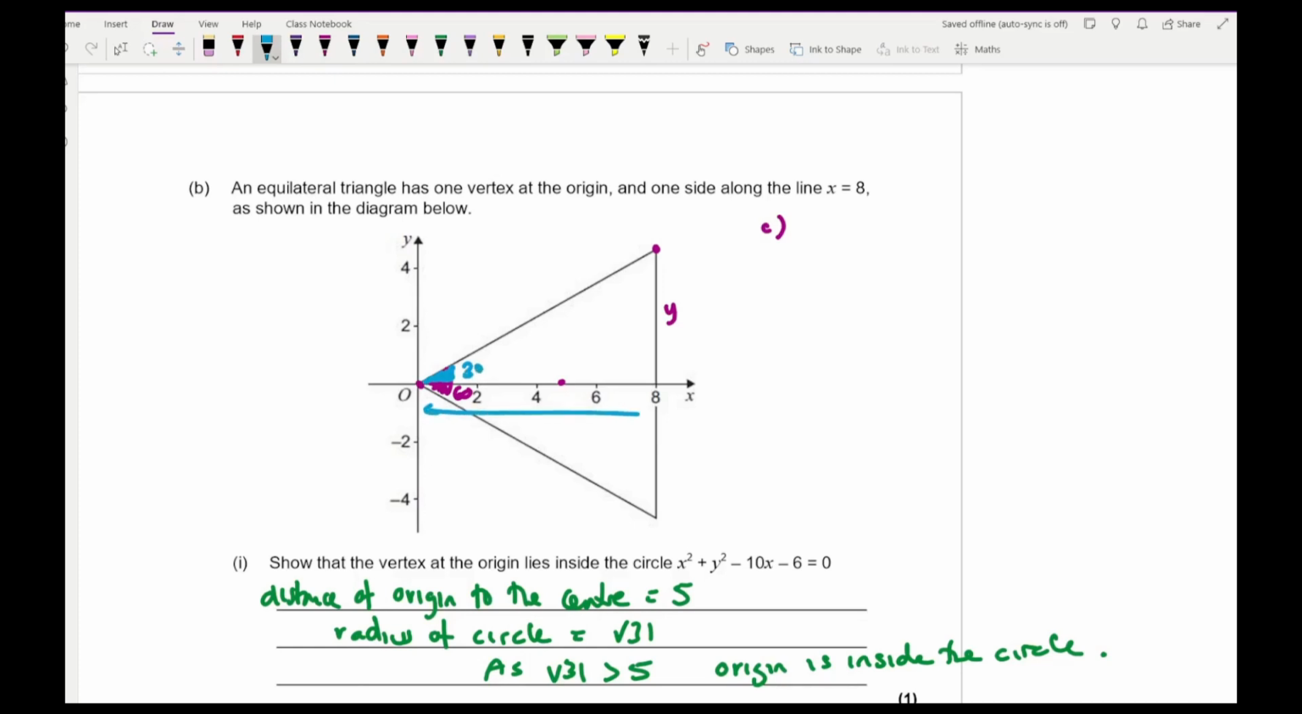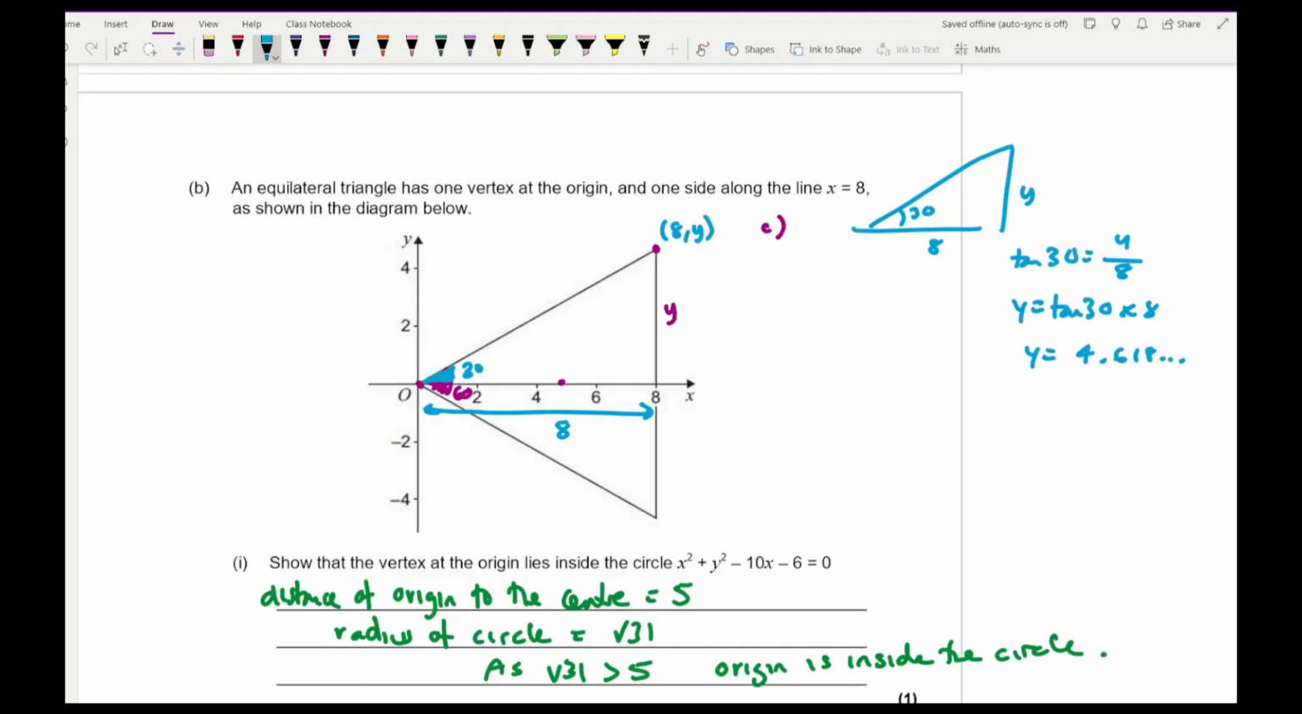Now we know that this length here is 8, so using trig, we can find the y-ordinate of this using SOHCAHTOA. That's 30, that's 8, that's y, so we've got tan 30 equals y over 8, so y equals tan 30 multiplied by 8, so y is going to give me a value of something around 4.618. So this coordinate here is 8, 4.618, and that's what this point here is.